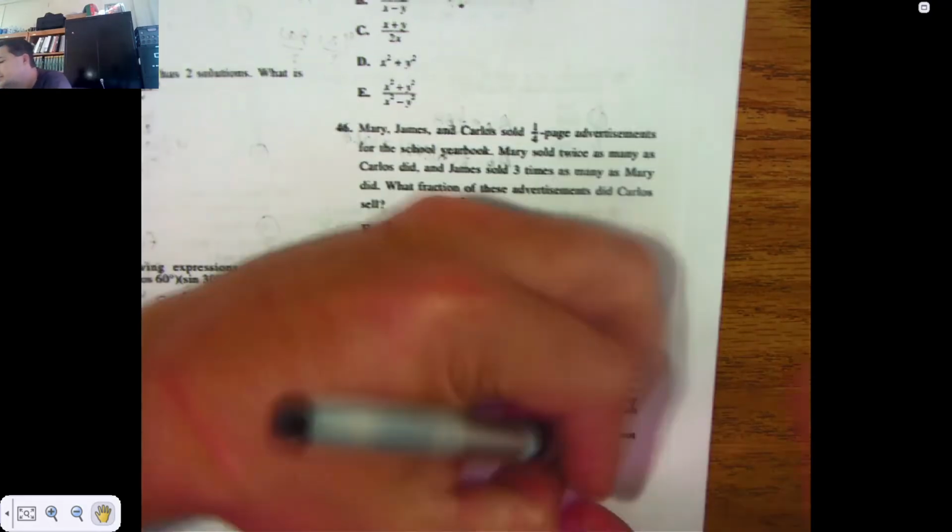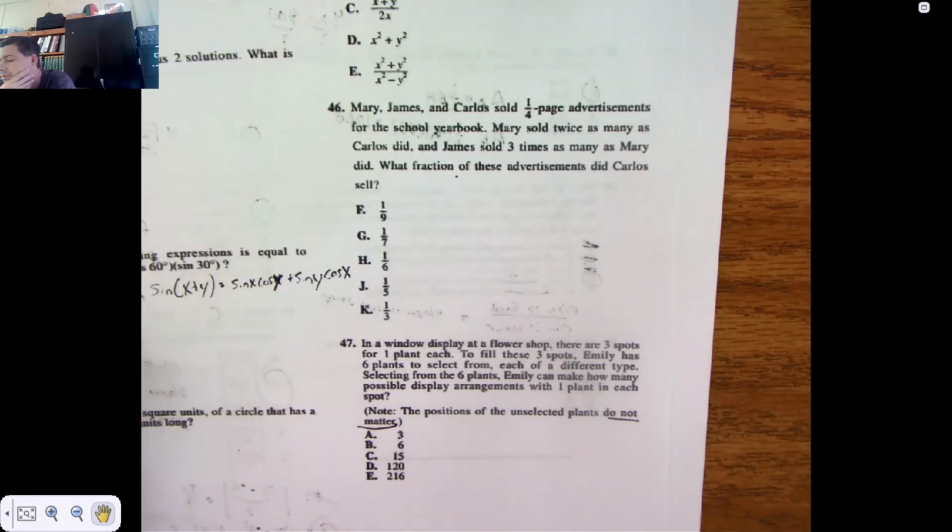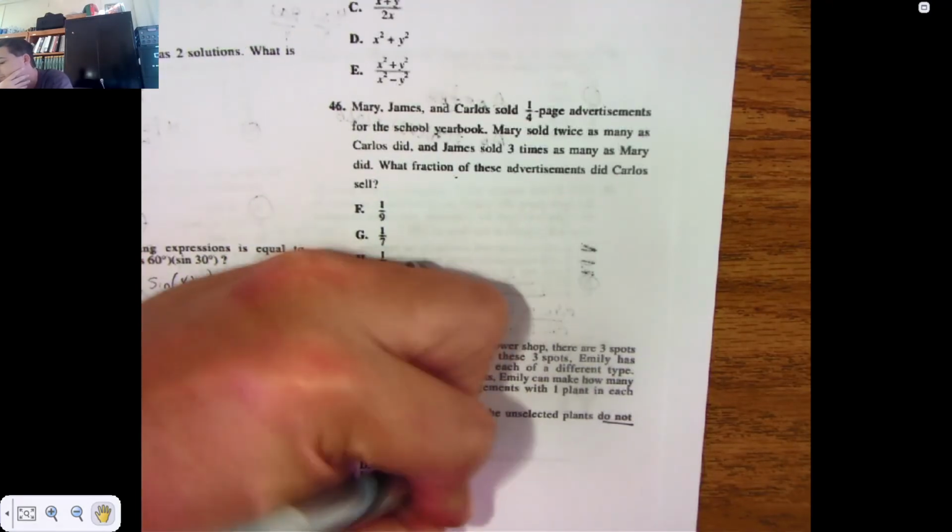Note, the positions of the unselected plants do not matter. So she's doing what we call a combination, because it said it does not matter. If we get to this before your end of course test, it'll be right before it, and it'll be after you take the ACT. We're doing what's called a combination. We're doing a 6 choose 3.